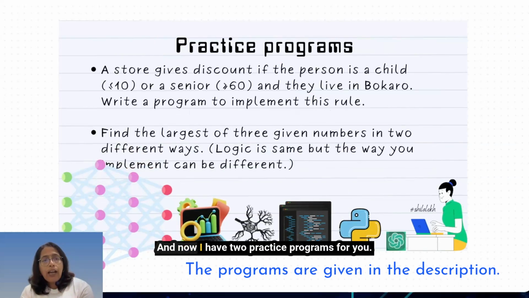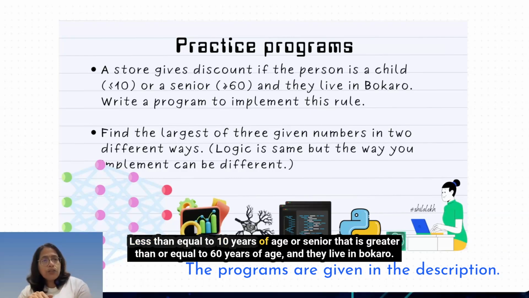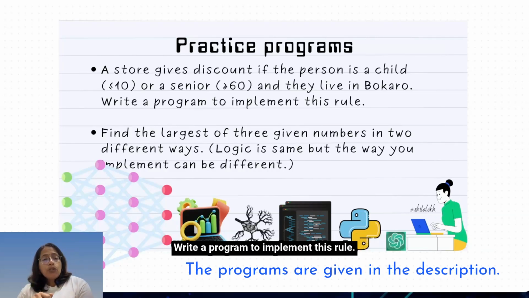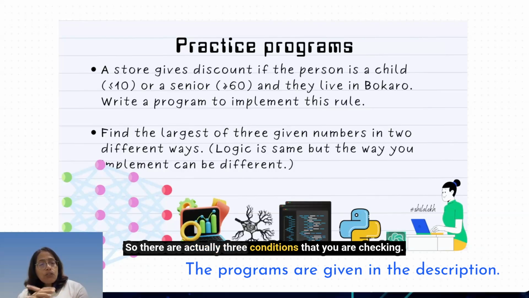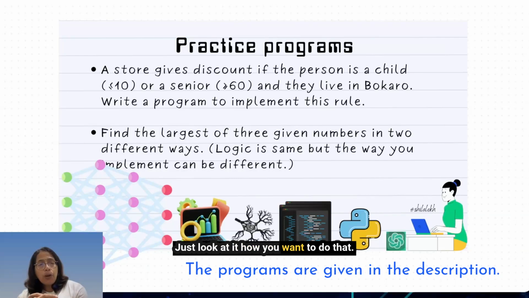And now I have two practice programs for you. The first one is: a store gives discount if the person is a child, less than or equal to 10 years of age, or senior, that is greater than or equal to 60 years of age, and they live in Bokaro. Write a program to implement this rule. So there are actually three conditions that you are checking. They should live in Bokaro and their age is less than or equal to 10 or their age is greater than or equal to 60. Just look at how you want to do that.